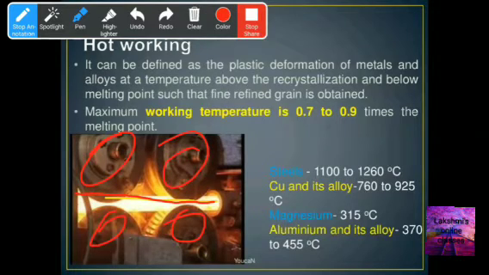Don't call it pressure, it is load. Whatever temperature we give to the workpiece, when we apply the load at that temperature, immediately it will get the shape of the requirement. According to our requirement, the shape of the workpiece may be changed.